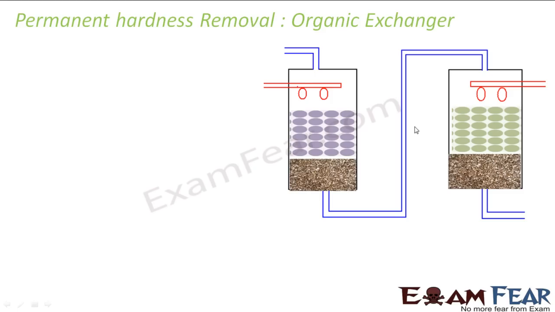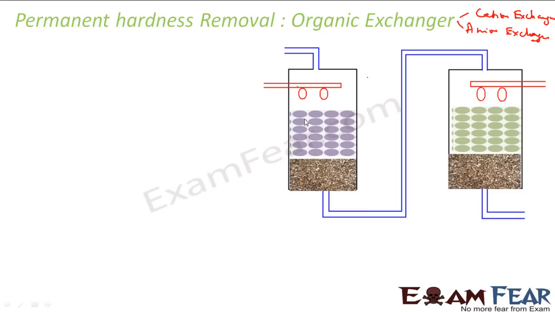Let's understand the organic exchanger method here. Here we use organic ion exchangers, and we have two different kinds of ion exchanger for organic here. One is the cation exchanger, the other is the anion exchanger. We'll tell you what this is. So this is my cation exchanger.